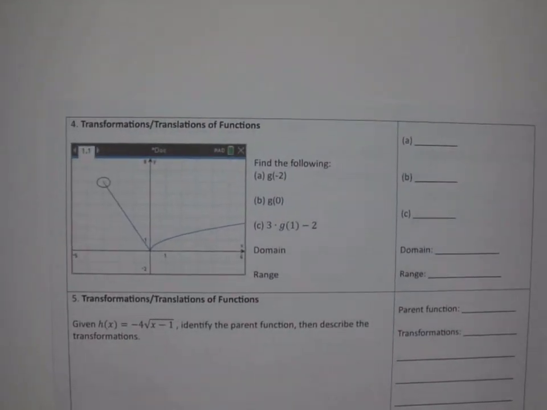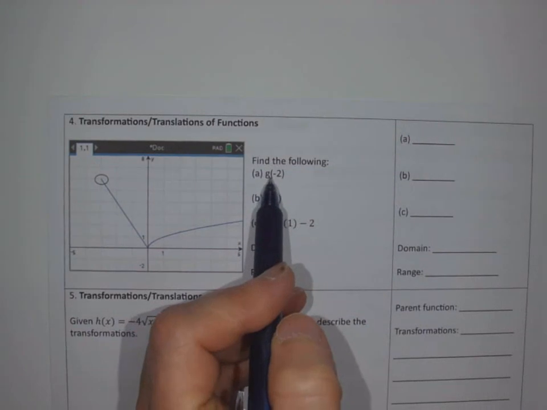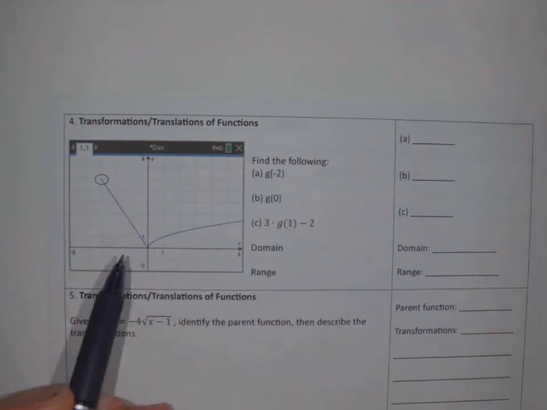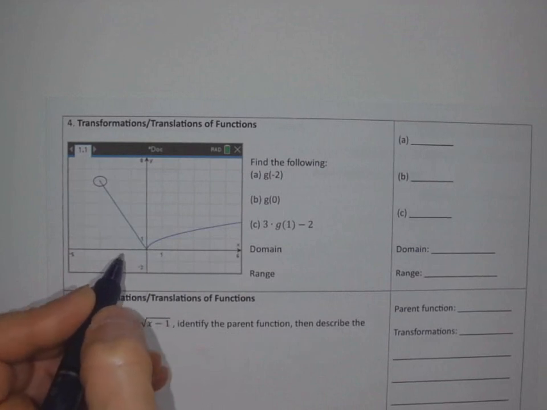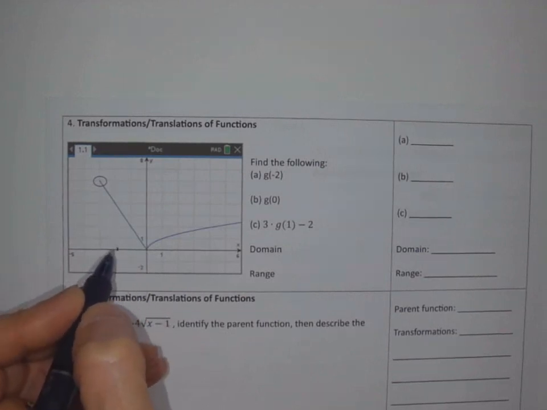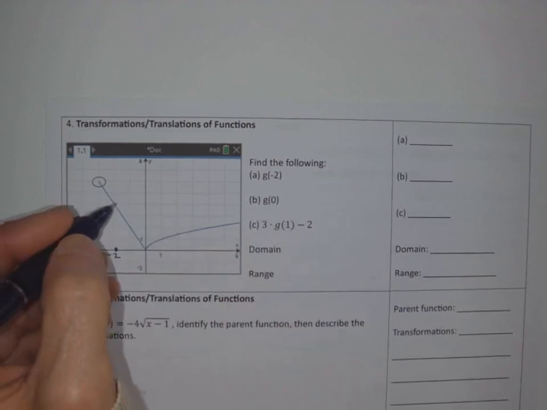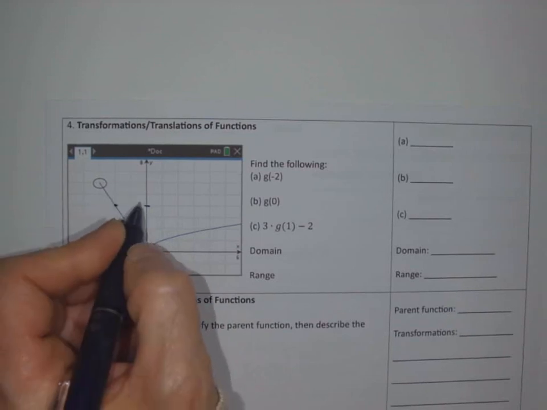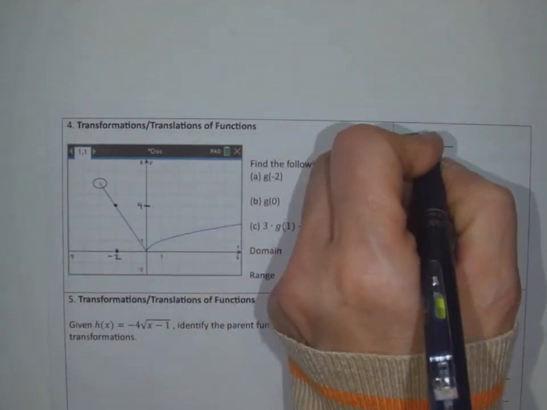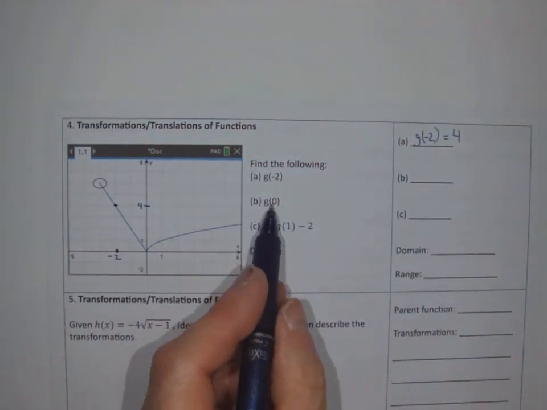Alright, number 4, we're going to transform a function. We have to find the following first. So g of negative 2. So if this is my g function, I need to find g of negative 2. Well, that's kind of easy. I'm just going to go to where x equals negative 2, which is going to be right there. And I'm going to read my y value. And my y value will be this one, which is 1, 2, 3, 4. So g of negative 2 is equal to 4.